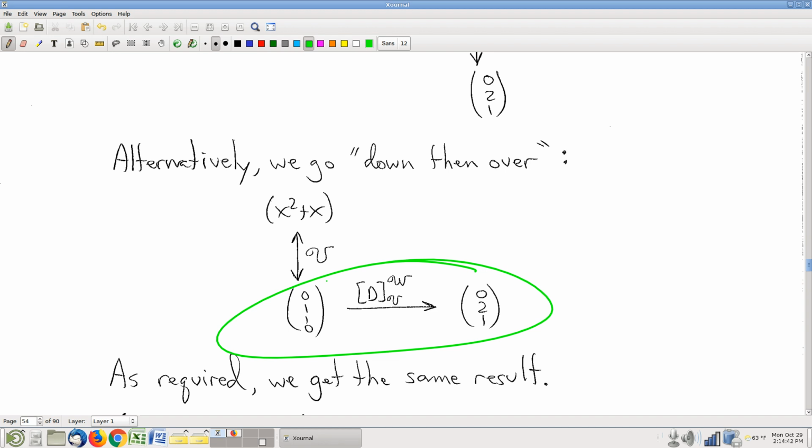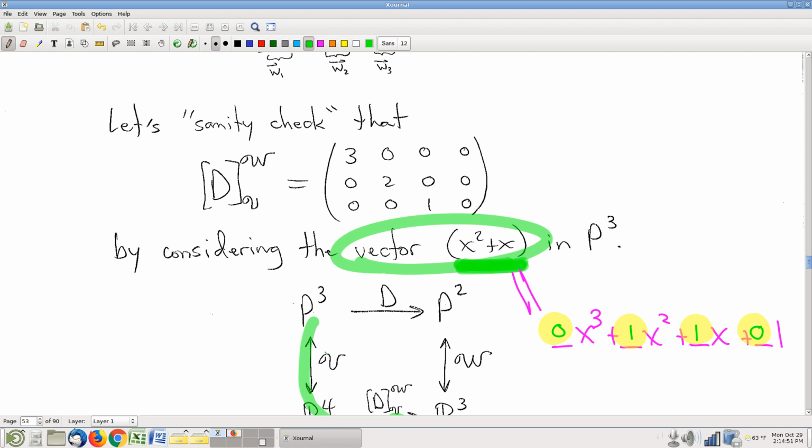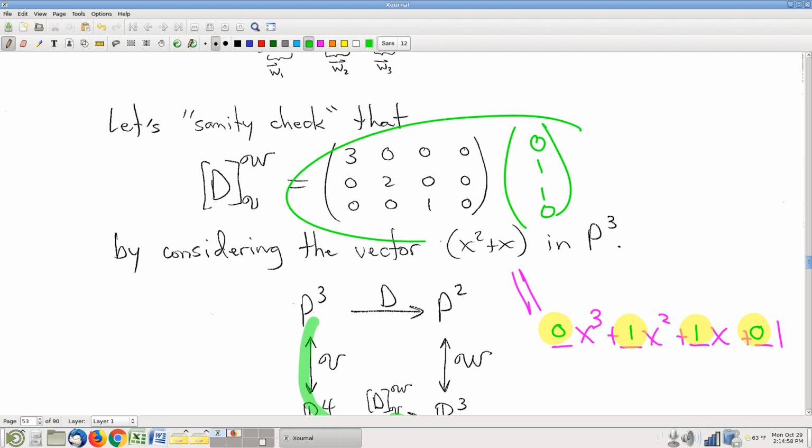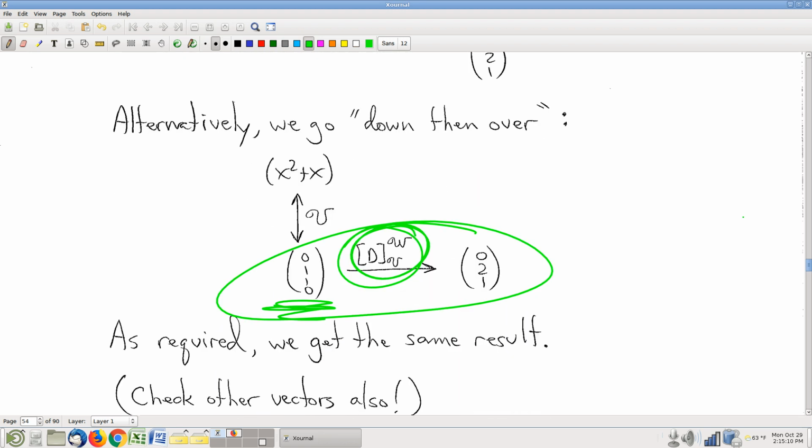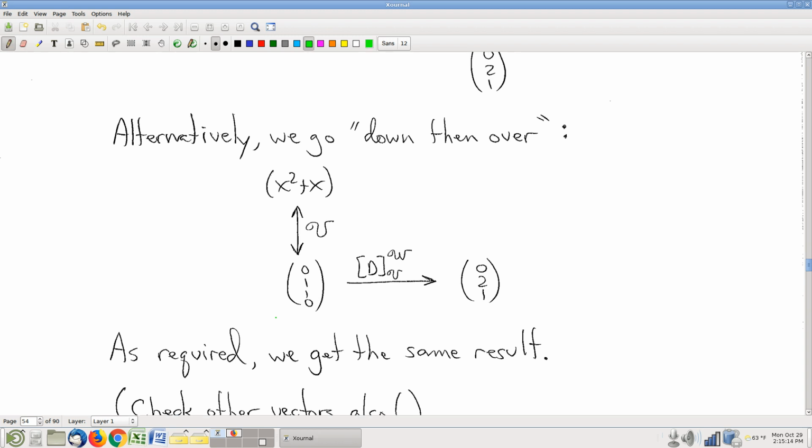Now let's go over to the other page just to remind ourselves what this matrix is, and let's do that multiplication. We're going to multiply this matrix on the other page by 0, 1, 1, 0. Multiply that out. And let's do the arithmetic, and it's 0, 2, 1. Just like over here.